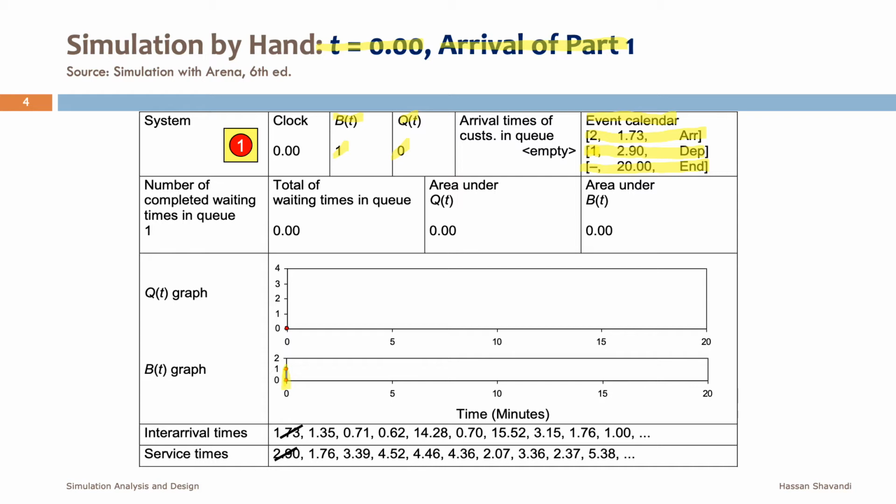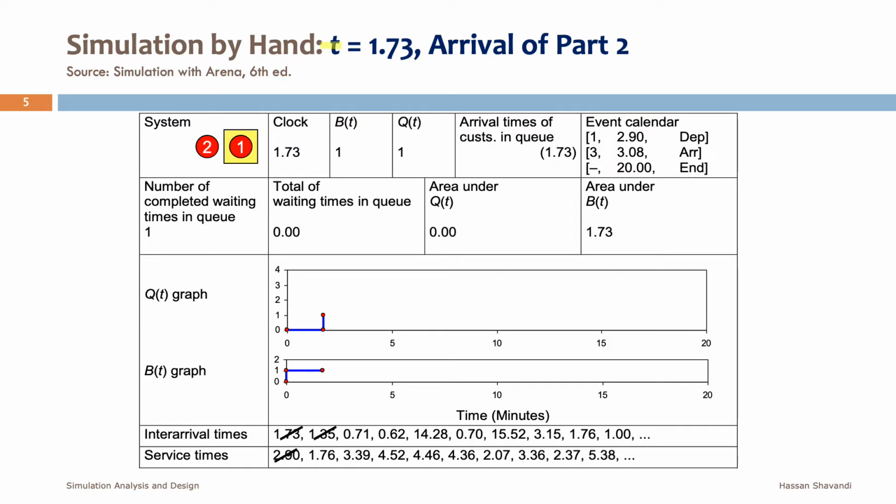So now time is 0, so we know that there will be no change from 0 to 1.73 when we will have the arrival of a new part. So we actually jump from time 0 to time 1.73 in order to have the next event. Okay, so here time jumps from 0 to 1.73, and we have part number 2 in the system as well.